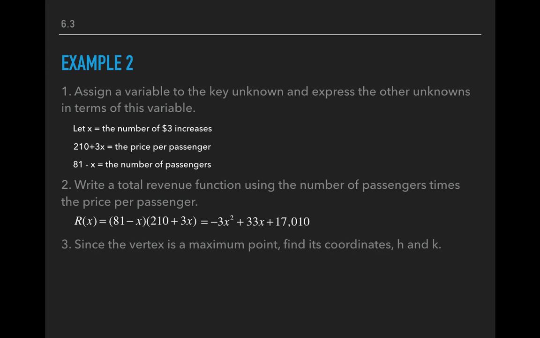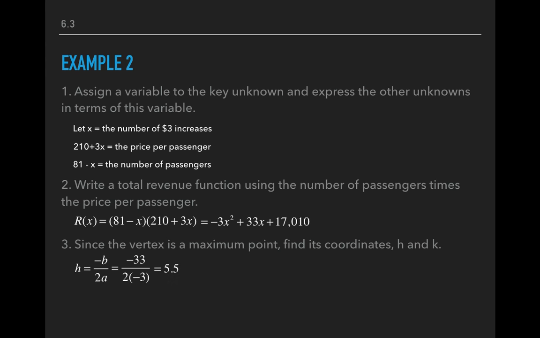Okay, now we're going to interpret this graph. The maximum revenue is going to occur at its maximum point. And since we're working with a parabola, a quadratic, it's going to be at the vertex, because this is a sad parabola, you can tell that by the negative 3. So let's find our vertex. H is going to be the opposite of b divided by 2a. Negative 33 over 2 times negative 3, which is 5.5. That is our h value.